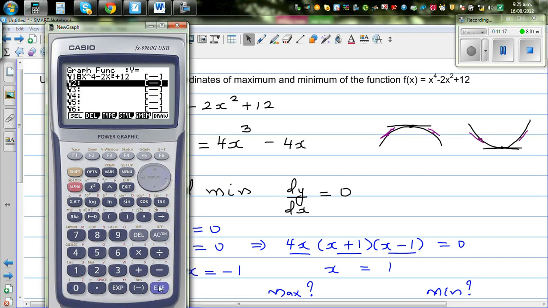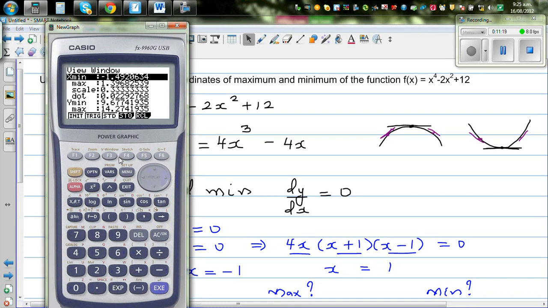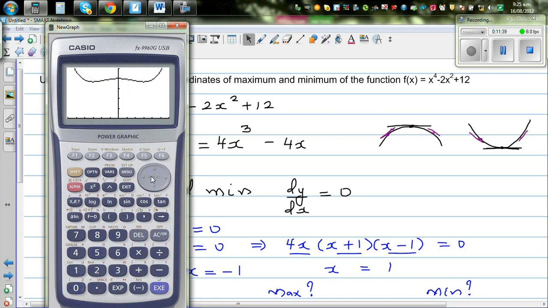I've set the scale like this. I'll set the scale from say -2 to +2. I'll go at a scale of 1/3. I'll explain why 1/3 later on. And for y minimum I'm going to put 0, and y maximum I'm going to put 15. The scale of 3, and this is your graph.